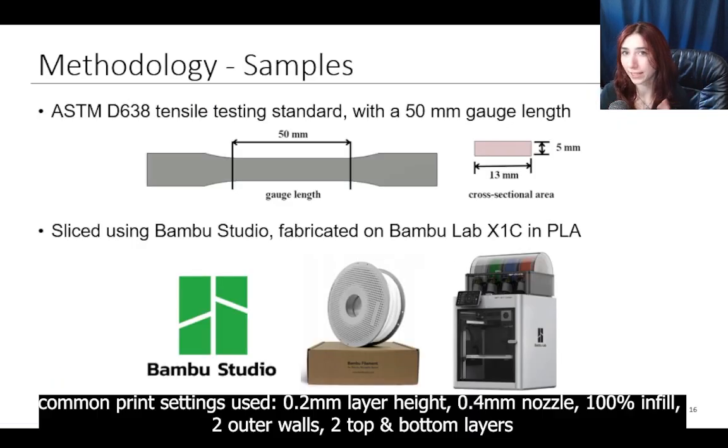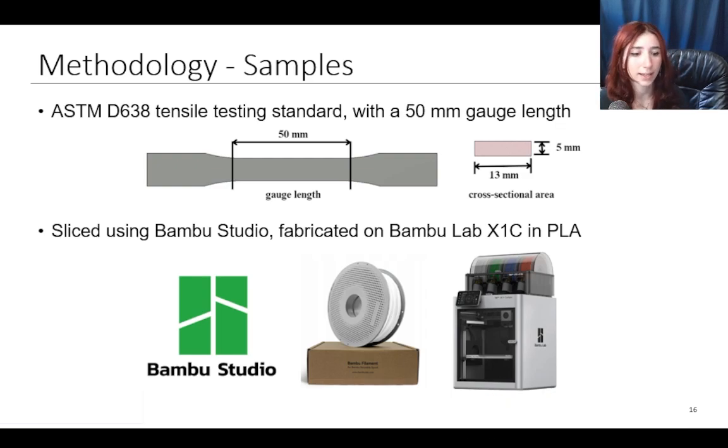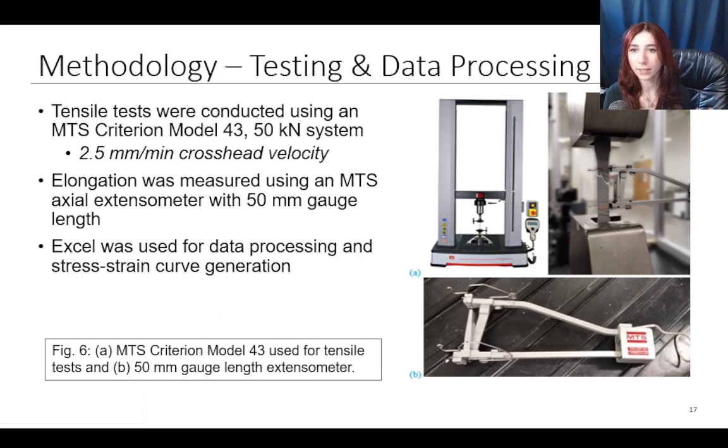As I mentioned, we followed the ASTM D638 tensile testing standard, and we had a 50mm gauge length sliced using Bambu Studio, fabricated on the in-lab Bambu Lab X1C in PLA, again by Bambu Lab. Our testing was conducted on the MTS Criterion Model 43, a 50 kilonewton system, and our crosshead velocity was about 2.5 millimeters per minute during all of our tests. Our elongation was measured with the MTS extensometer that had a 50mm gauge length, and Excel software was used for data processing and our stress strain curve generation.